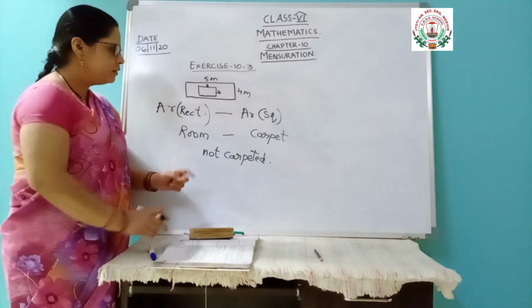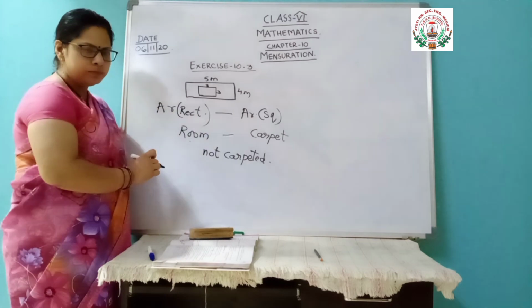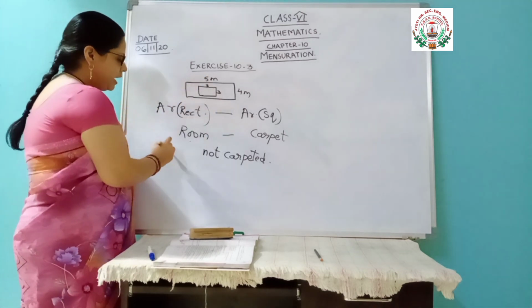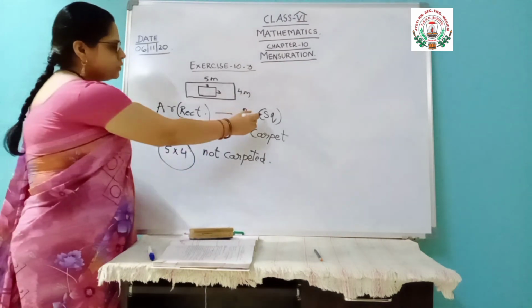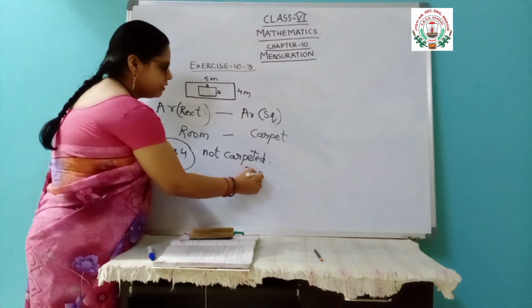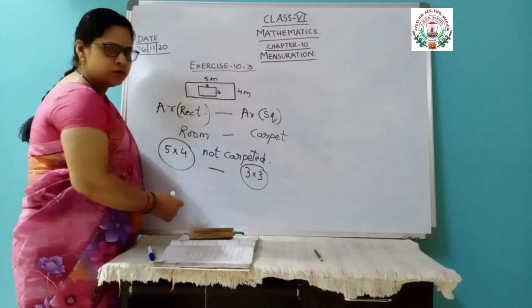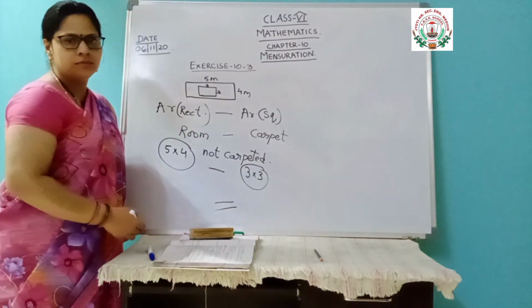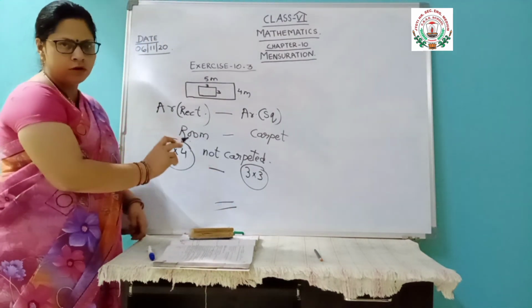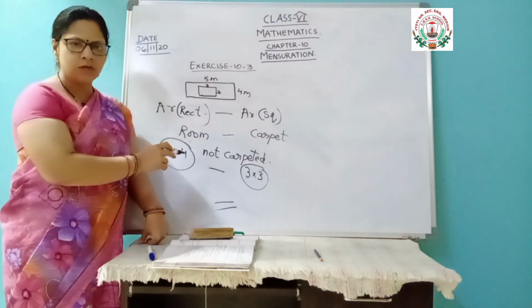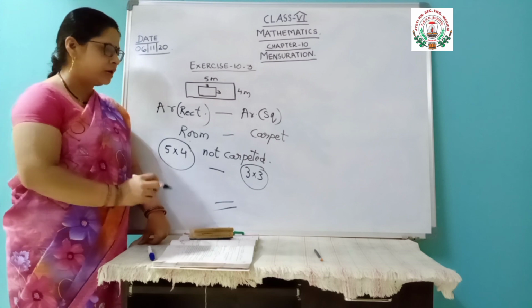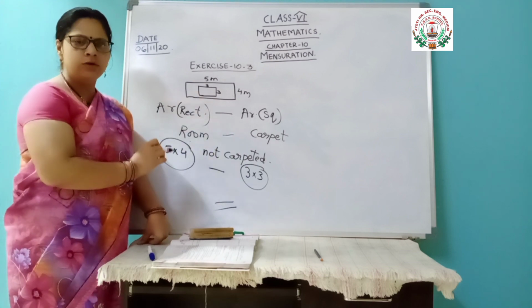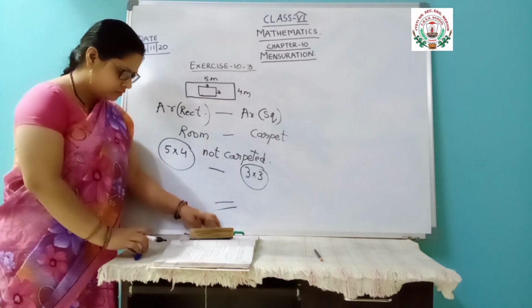Question is clear? Rectangle formula you know. You will find out L into B, 5 into 4, the area of the room. Square carpet, 3 into 3 you will find out, and subtract these two, you will get the answer. Understood? I am not going to solve it. Explanation I have done. The solution along with the statements you will get in the PDF. This you just try to solve in your rough copy.